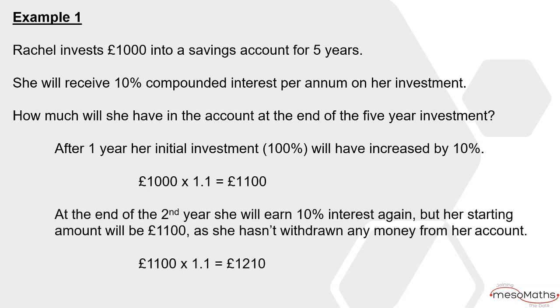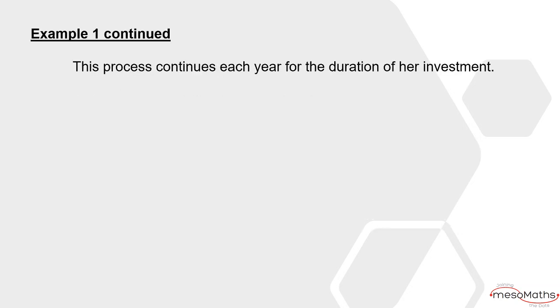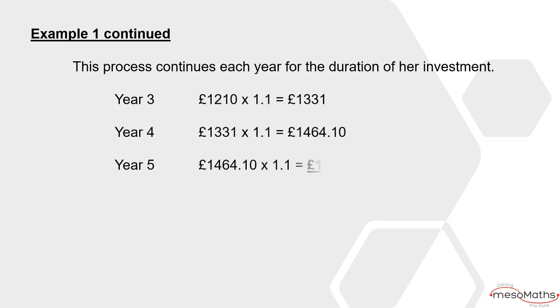For the second year, this is where it becomes a little bit different to simple interest. You're still going to multiply by 1.1 because the interest rate we're assuming at the moment stays the same. And her initial amount this year is now 1,100. So 1,100 multiplied by 1.1 gives you a total of 1,210 after the second year. Now this process continues for each year of the investment, as we can see here, with the initial amount at the start of each year changing.